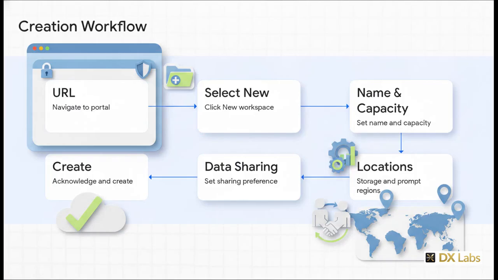So, bringing the whole shebang together, the actual creation workflow is a really straightforward 6-step process. First, navigate to securitycopilot.microsoft.com. Second, select New Workspace from the breadcrumb. Third, define your name and configure your SCU capacity. Fourth, set your data storage and prompt evaluation locations. Fifth, define your data sharing preference. And finally, step 6, just acknowledge the terms and hit create.